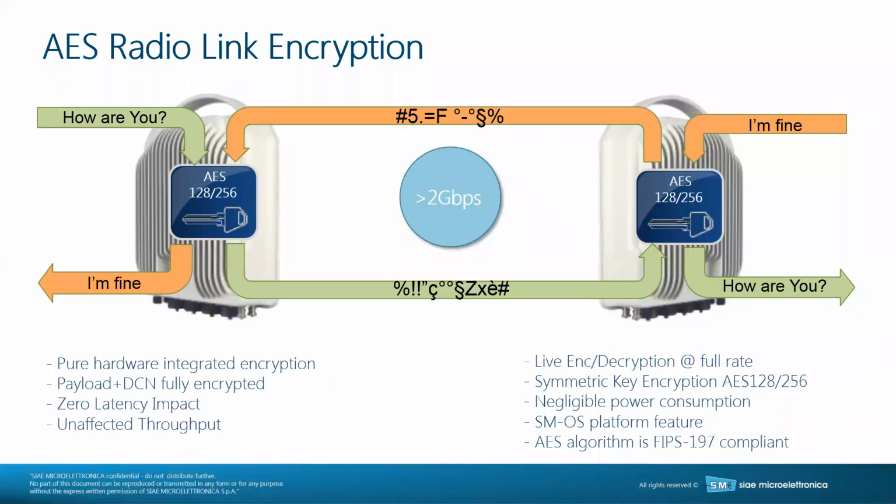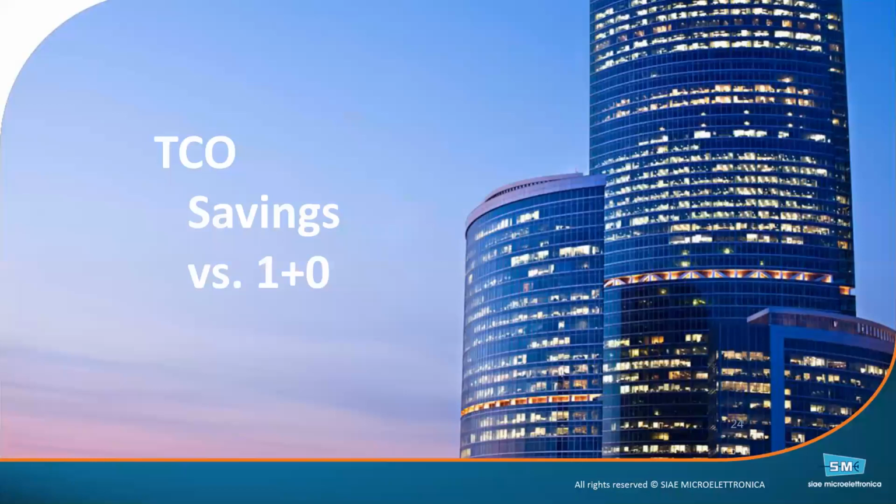AES link encryption. So for those of you who maybe have a government link that you're installing, or maybe you're installing it for a bank or some financial institution, maybe you're worried about link security, we have the ability to encrypt the traffic as it goes over the link. So we have AES encryption. It can be either 128 or 256, and that's a software upgrade to the radios here.